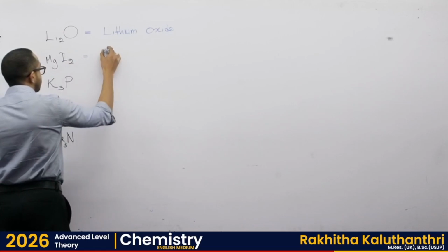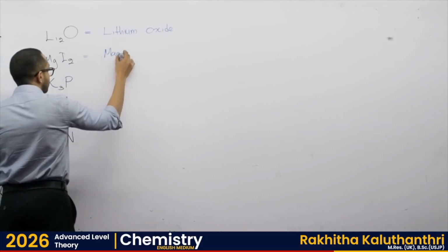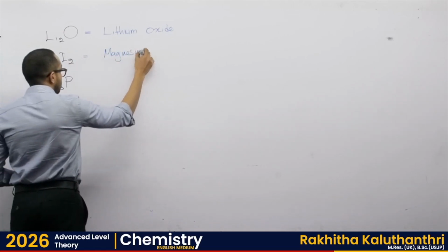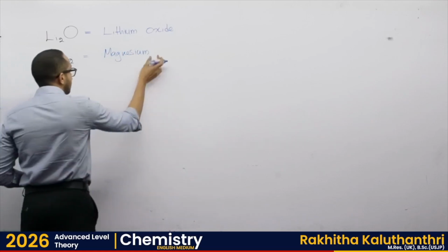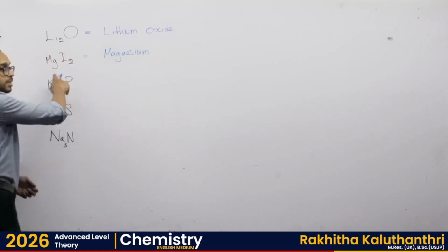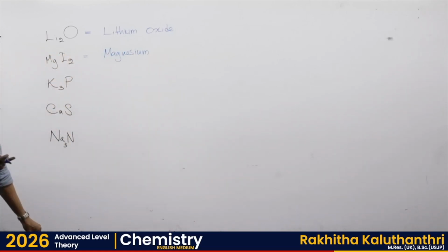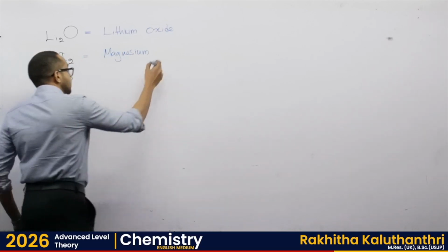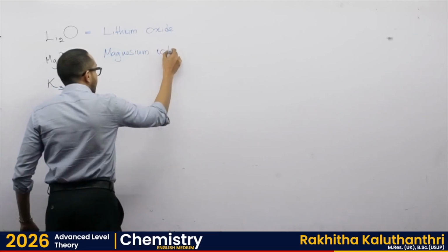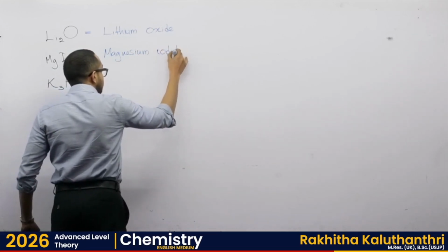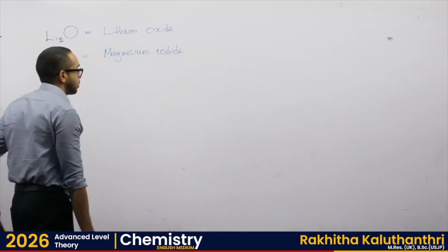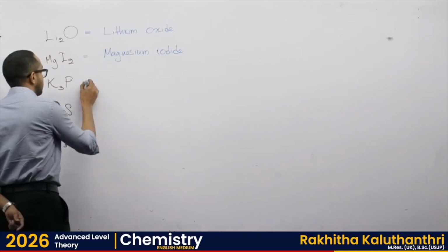We have magnesium. Remember the spellings. Leave a space. What is this? An ion made up of iodine. What is the name? Iodide. IDE should be there. Magnesium iodide.